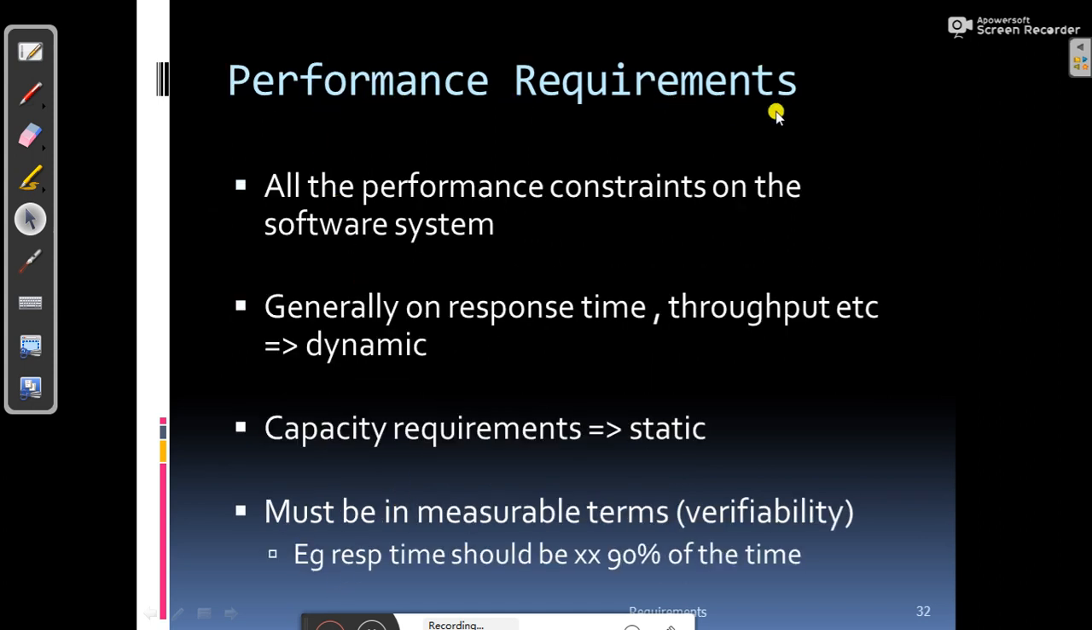So performance requirements, obviously all the performance constraints on the software system need to be included. Generally on response time, what will be the response time, what will be the throughput, will it be dynamic, will it be static, like that. Here capacity requirements, static or not, must be in measurable terms, should be verifiable, like in units of time, or under any other units, and that needs to be included in the SRS document.